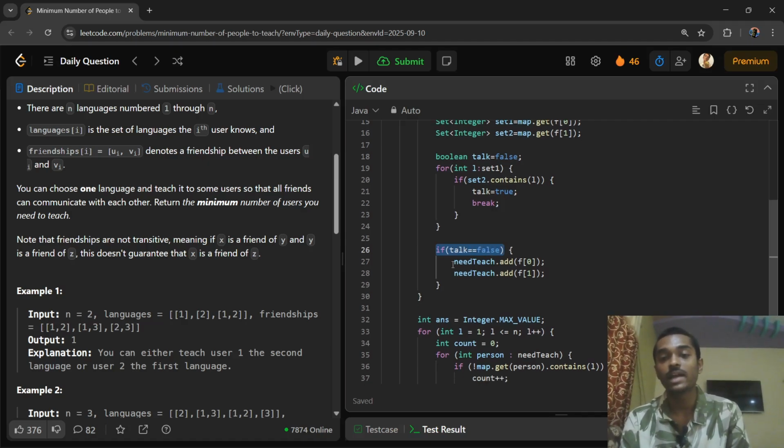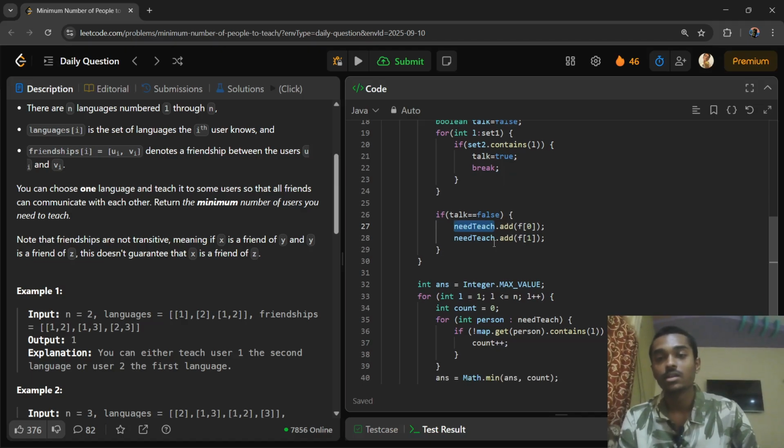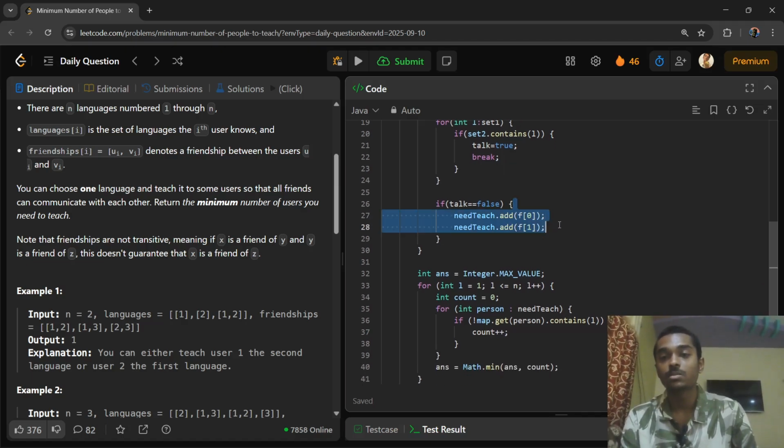And if after doing that talk is false, that means they can't talk. So we are simply adding them into the unsatisfied user array. You can also call this the need to teach array. We add both the users, because they both can't talk.